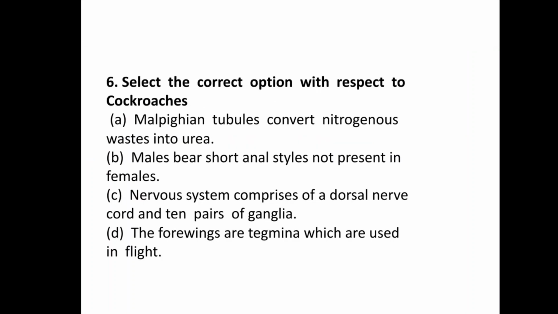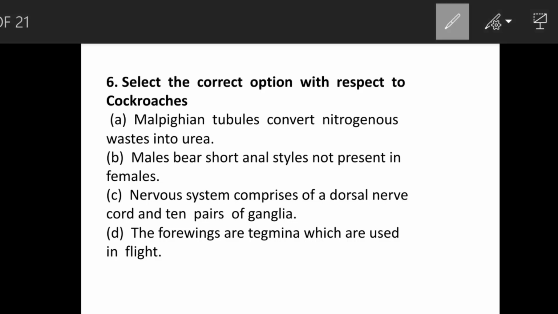Next question we have, select the correct option with respect to cockroaches. So you have to mark this. They are asking for the correct option, means 3 are wrong, only 1 is right. So options are, malpighian tubules convert nitrogenous waste into urea, males bear short anal styles not present in females, nervous system comprises of a dorsal nerve cord and 10 pairs of ganglia, the forewings are tegmina which are used in flight. Students, comment your answer.